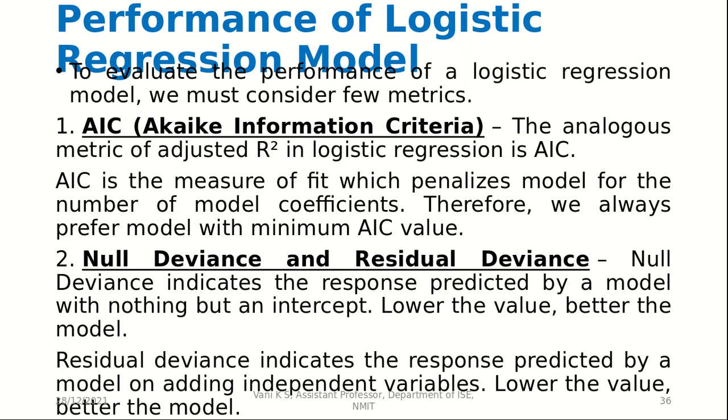Now null deviance and residual deviance can also be used. Null deviance indicates the response predicted by a model with nothing but an intercept. Lower the value, better the model. And residual deviance indicates the response predicted by a model on adding independent variables. Again, lower the value, better the model. So what is the difference between null deviance and residual deviance? Null deviance shows the predicted values when there is nothing but the intercept, but residual deviance shows the values after adding independent variables.